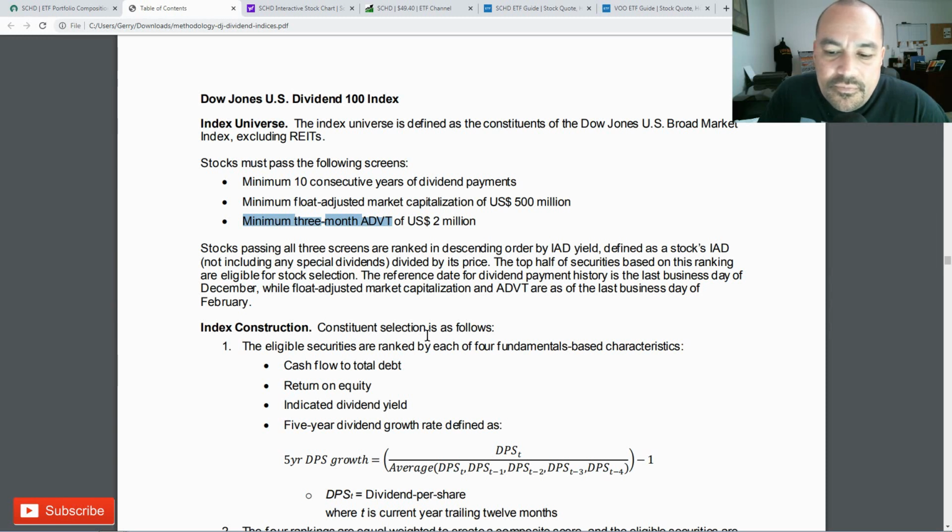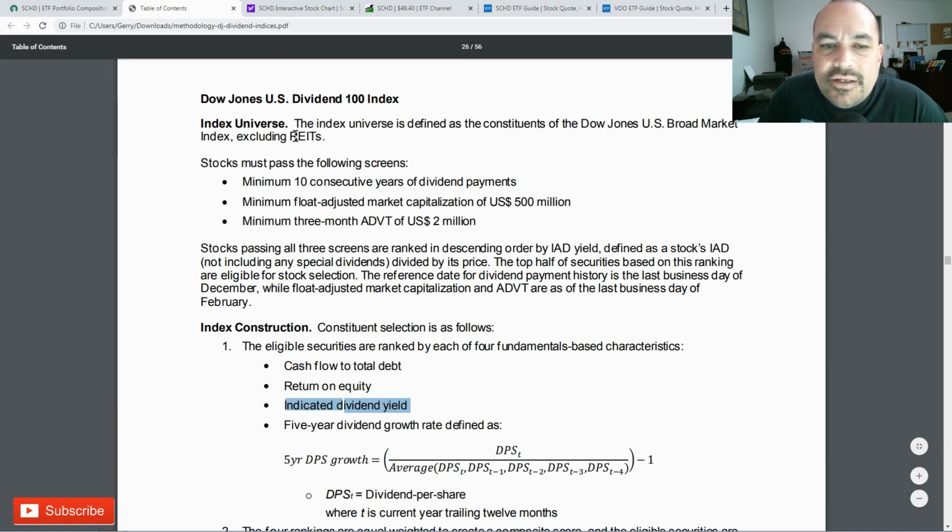So the selection process is cash flow to total debt, return on equity, the dividend yield, and the 5-year growth rate. So all those are ranked. Every stock goes through this evaluation, and the highest scores get into the index and essentially end up in the ETF SCHD.